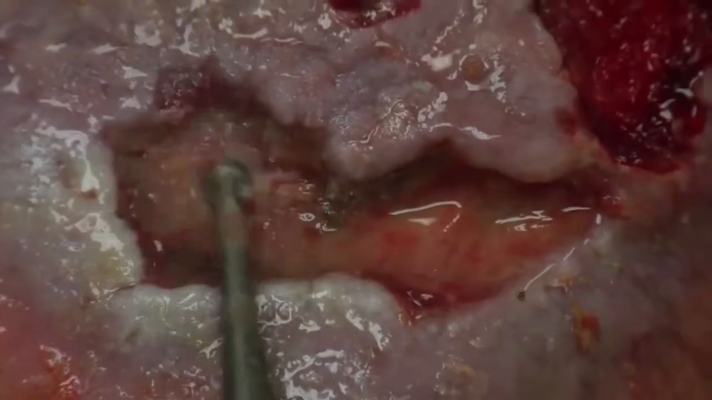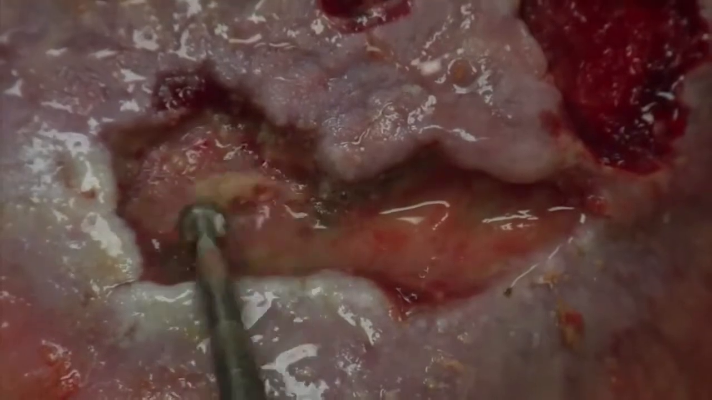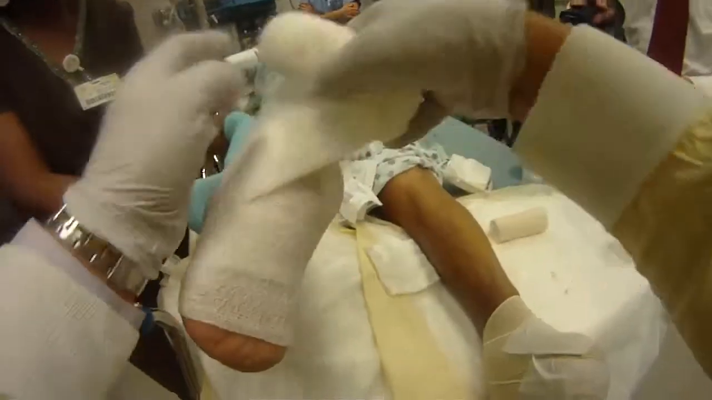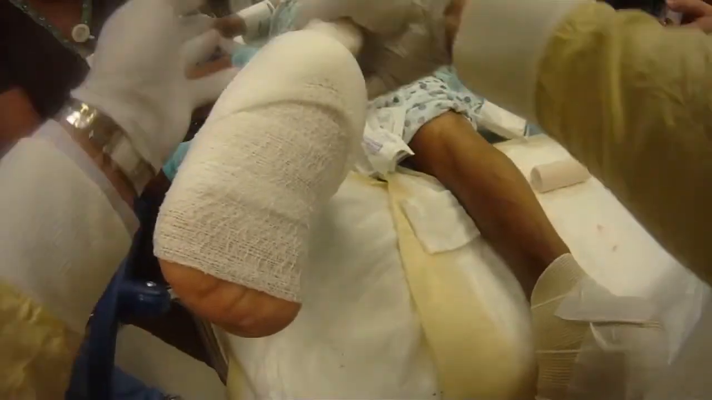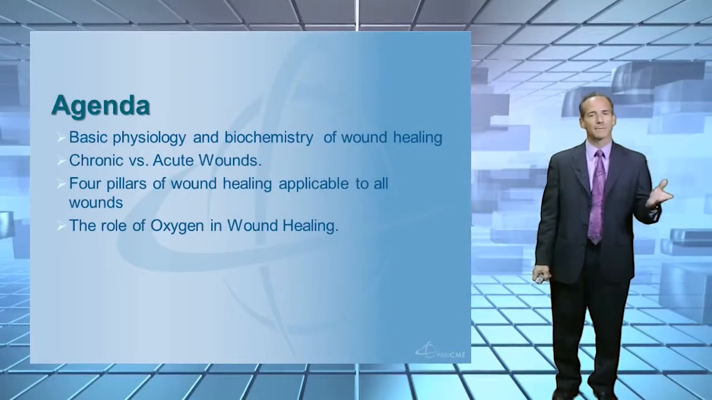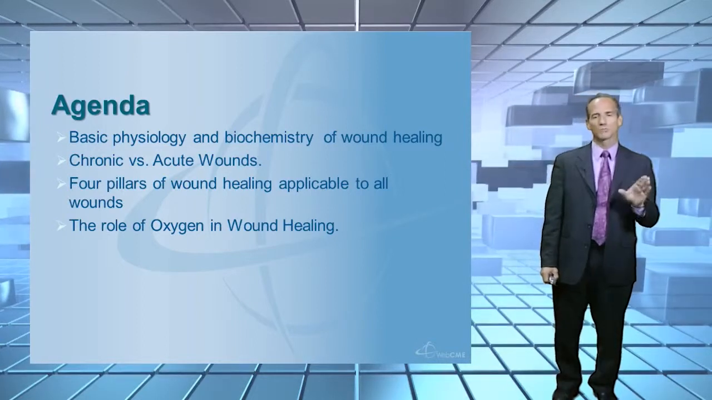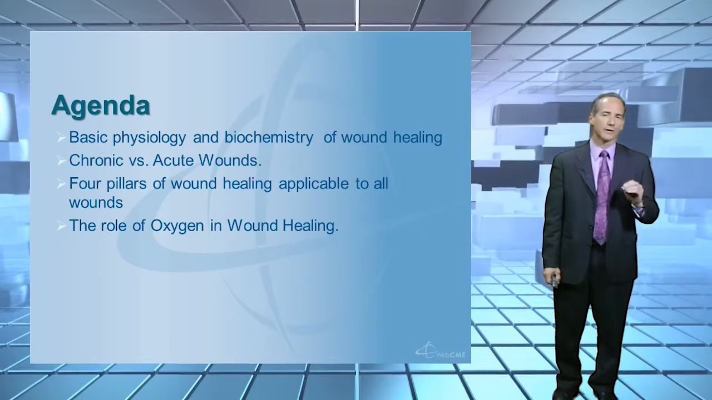then in the end I'm going to sneak in a little bit of basic wound healing, just a quick overview, so that we don't forget to do those basic things that help us to get the wounds healed in addition to hyperbaric oxygen. So I'll talk about basic physiology and some biochemistry of wound healing, and then we'll just briefly contrast chronic and acute wounds.